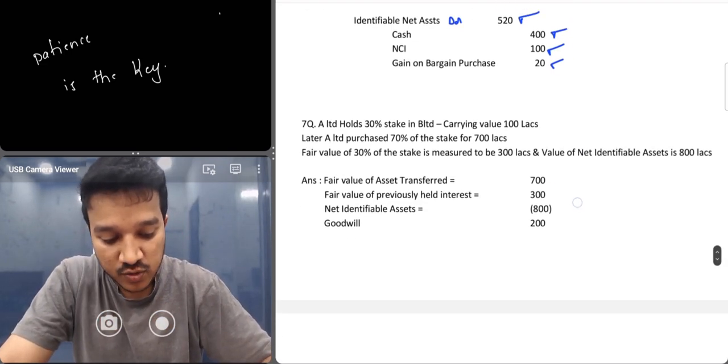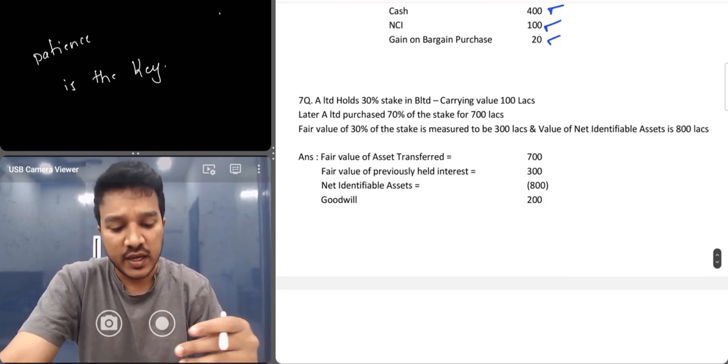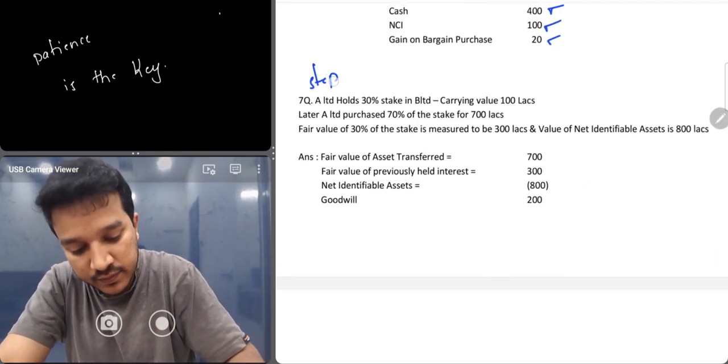So let's continue. तो ये हो गया तुम्हारा स्टेप एक्विजिशन, ठीक है.